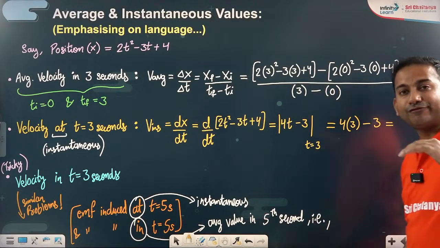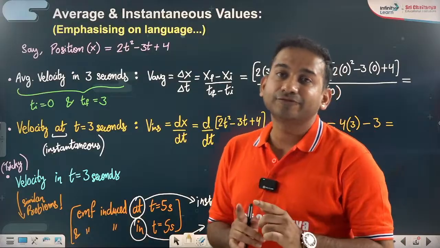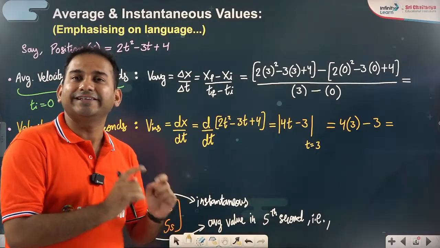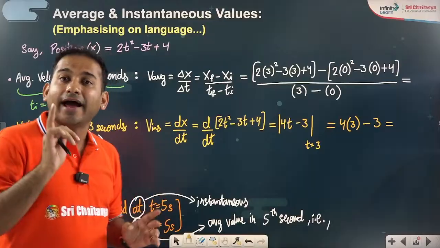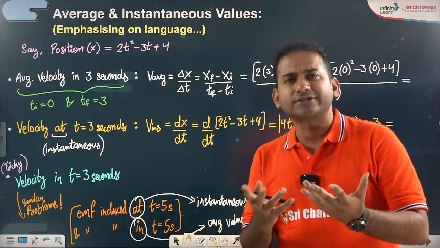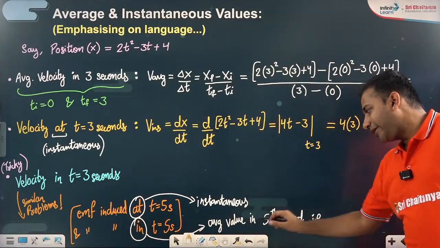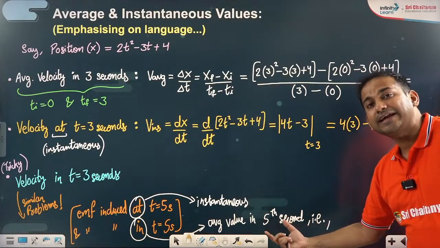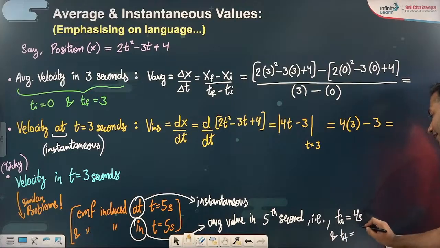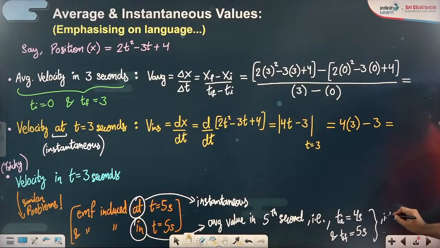Fifth second can be a moment, dear, and fifth second can also be a duration. I repeat my words. T equal to 5, fifth second can serve as a moment also, and fifth second can serve as a duration also, as an interval also. How is it possible, sir? See, you will agree with this. Average value in fifth second. Fifth second I am considering as an interval that starts from Ti equal to 4 seconds and Tf equal to 5 seconds. That is from t equal to 4 to t equal to 5 seconds.